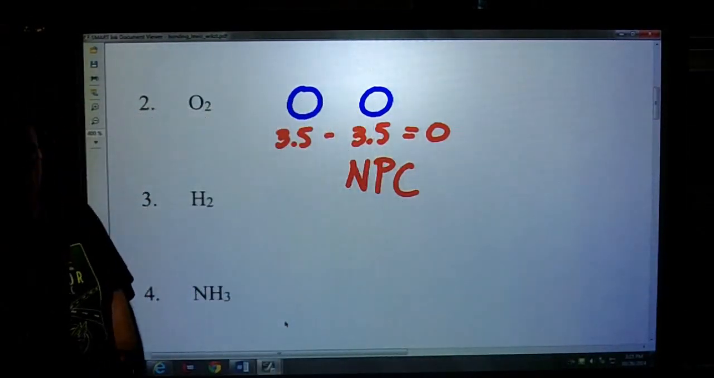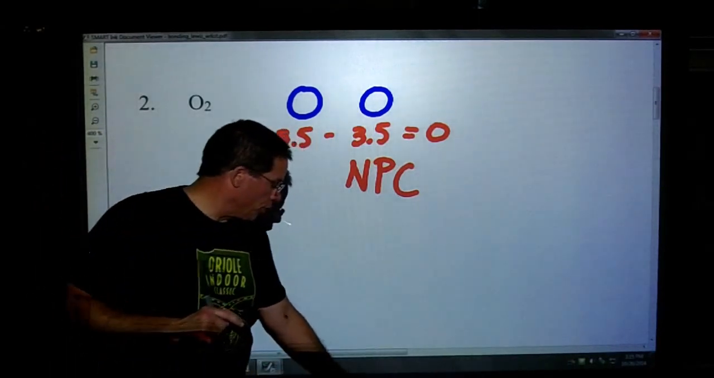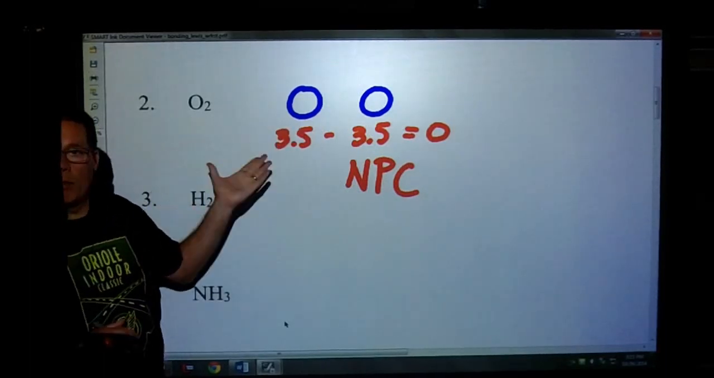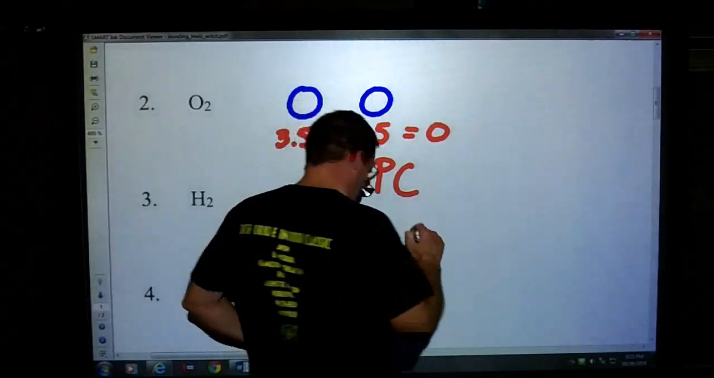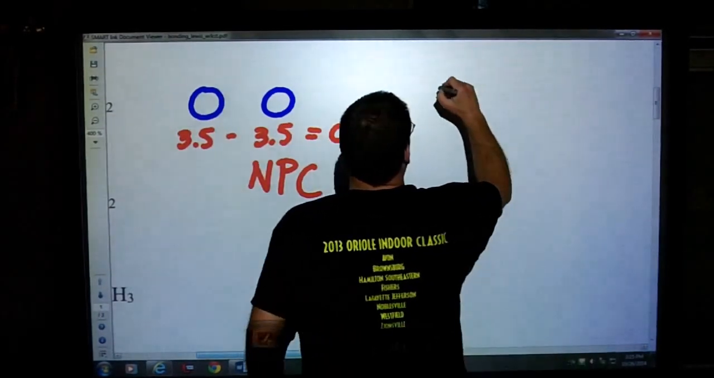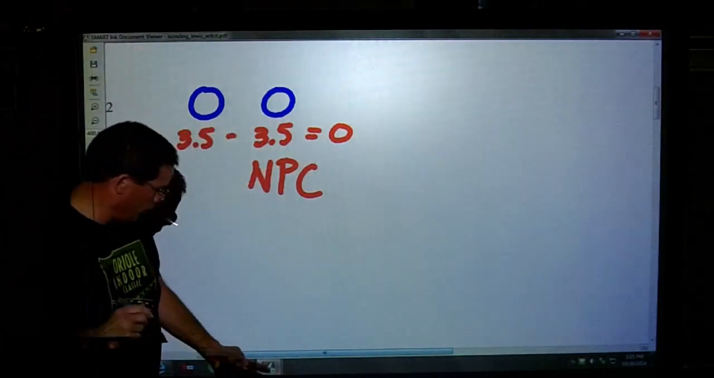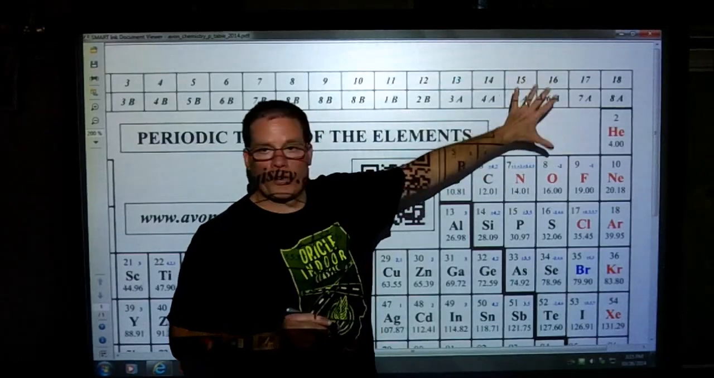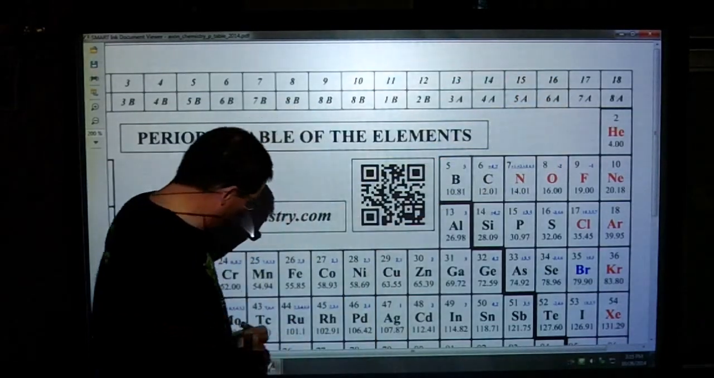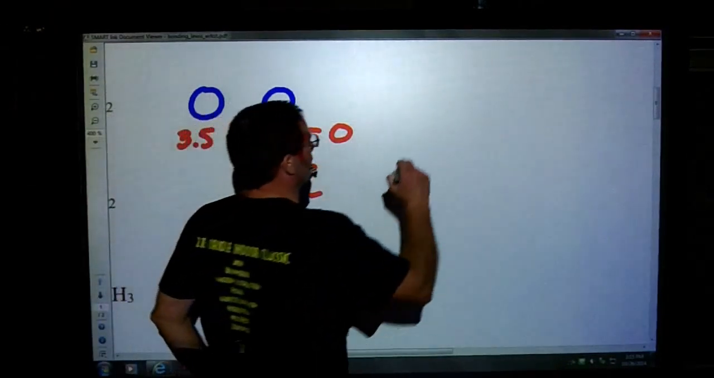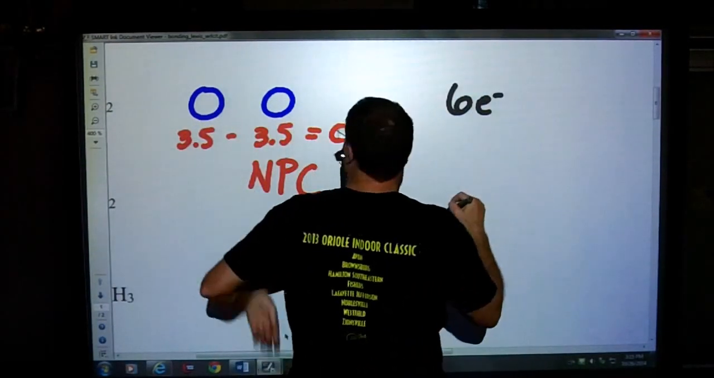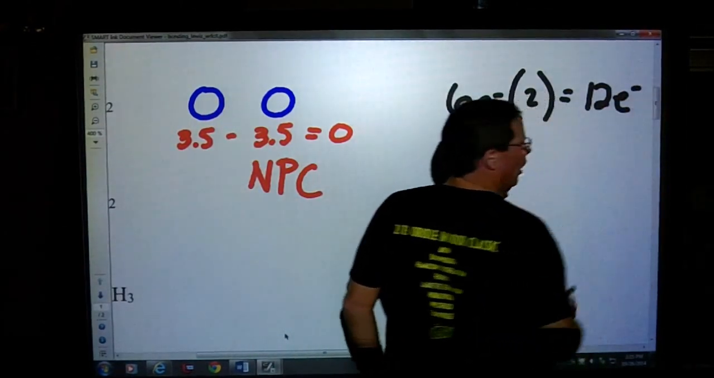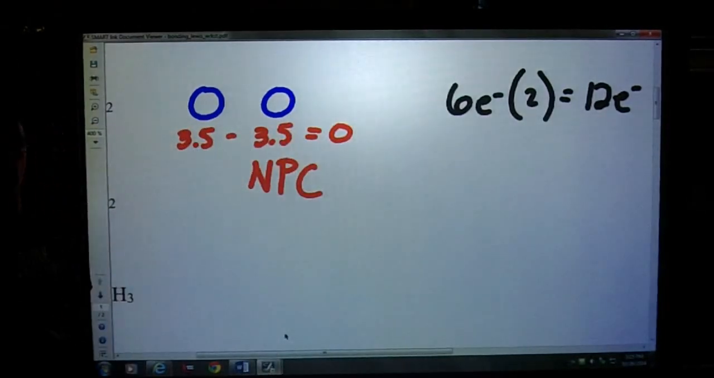Okay? That's the first thing that we need to do. The next thing we need to do is determine how many valence electrons are represented in this compound from each element. Since we have 2 oxygen atoms, each oxygen has, well, let's double check and see. If we look at oxygen, how many valence electrons does it have? 6. Very good. So always have your periodic table out when doing this as well. So we go to our periodic table, find out we have 6 valence electrons. But since I have 2 oxygens, I'm going to multiply that by 2, which means that I have a total of 12 valence electrons represented in this compound.